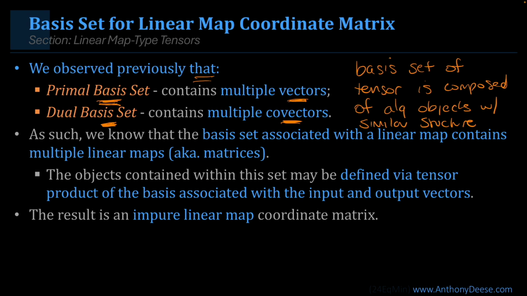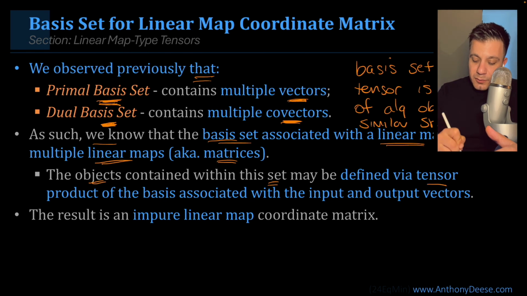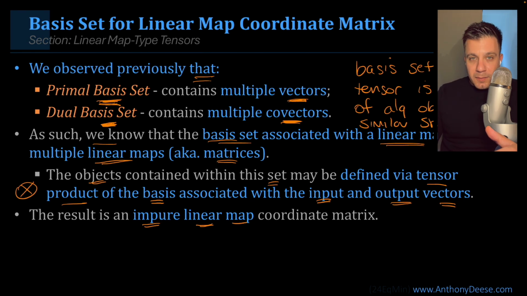So for our linear map, we expect the basis set to be composed of matrices. So that's what's said right here. As such, we know that the basis set associated with a linear map contains multiple linear maps, or we can refer to them as matrices. The objects contained within this set may be defined via tensor product, again, same thing we saw before, of the basis associated with the input and output vectors. The result is an impure linear map coordinate matrix.